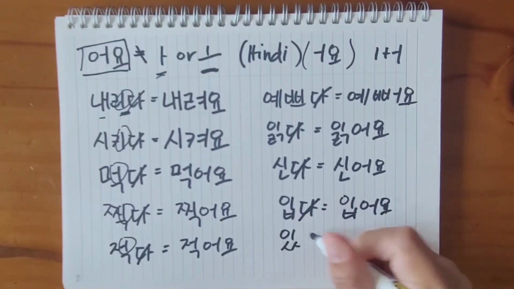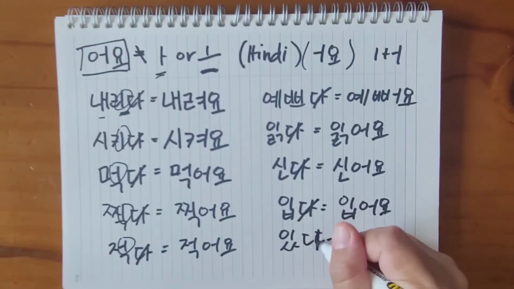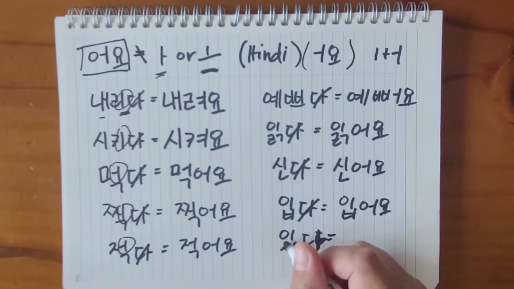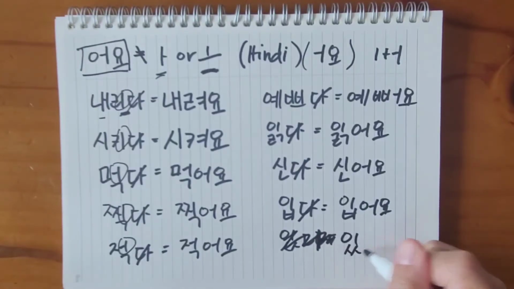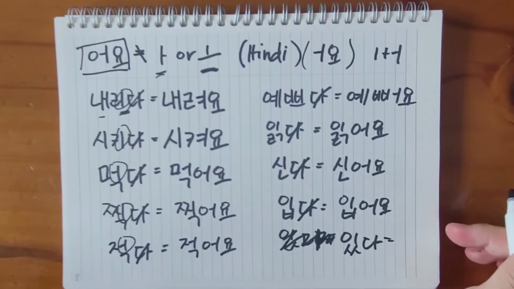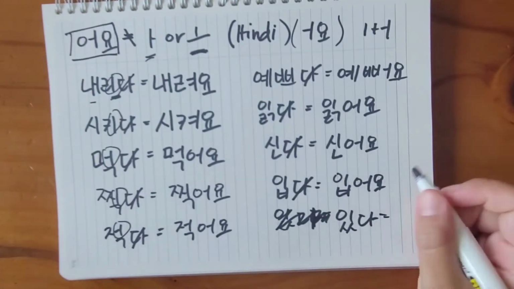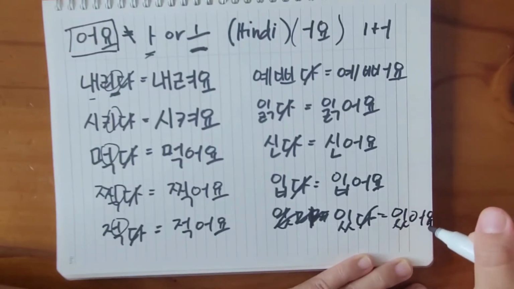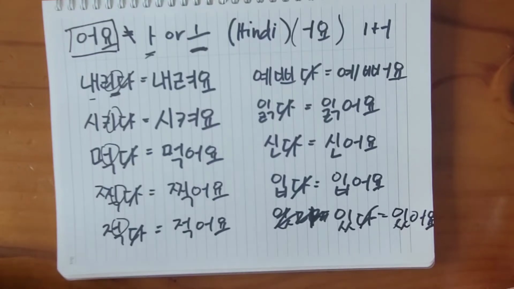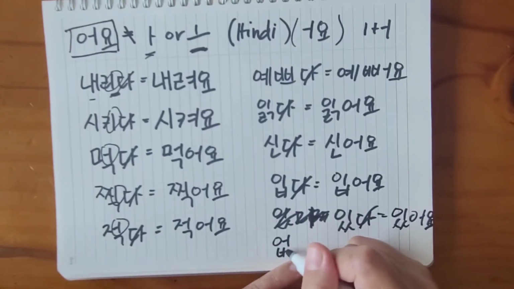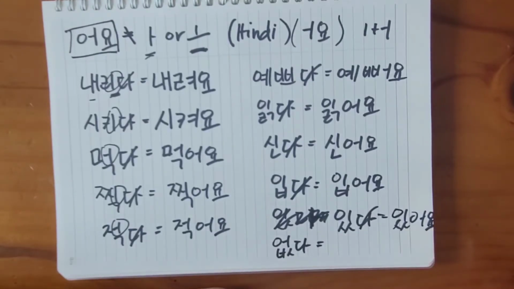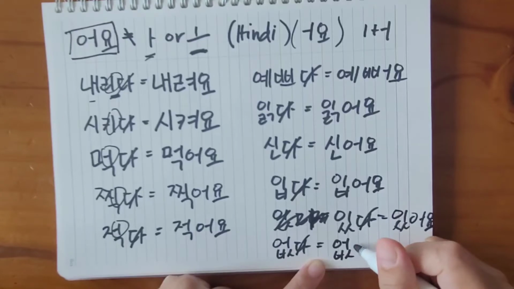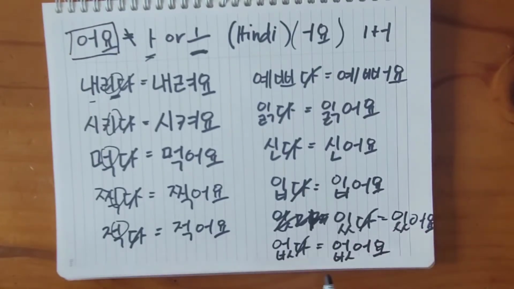Ipta. Itta, meron. Magiging, drop da, isoyo. How about naman wala? Opta. So, magiging, drop da, opsoyo.